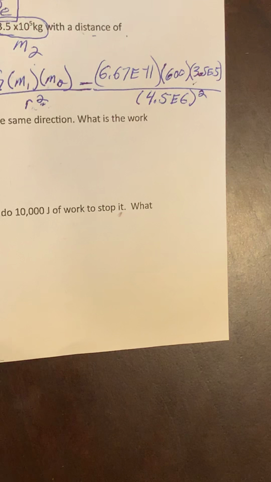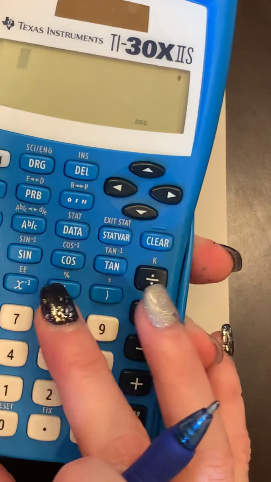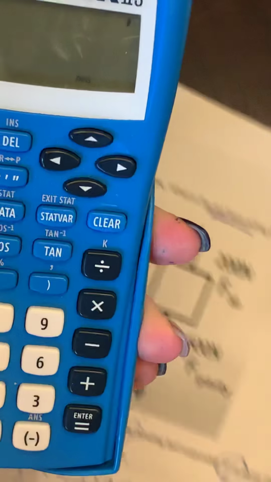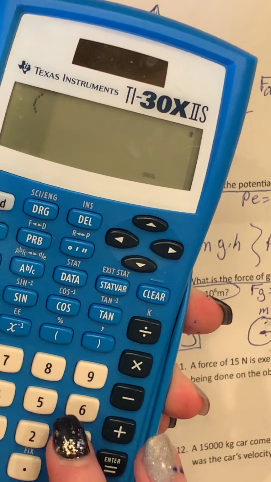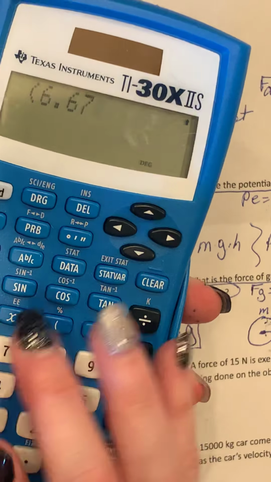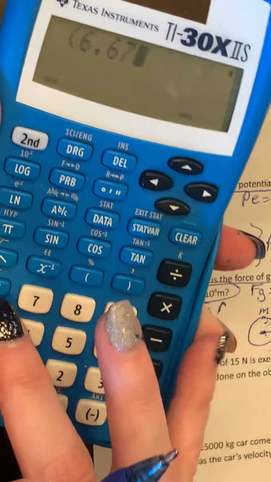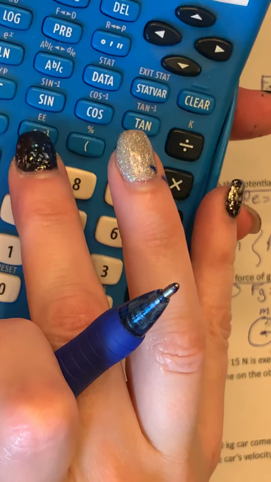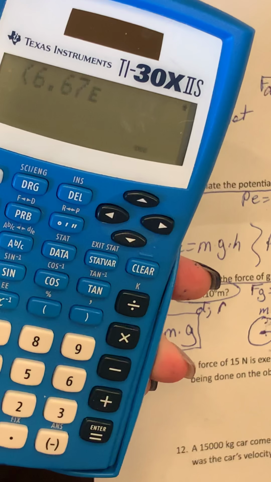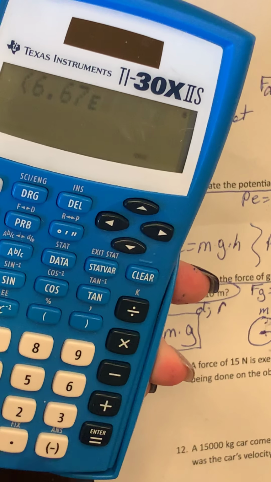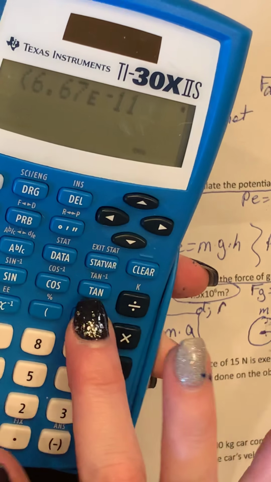Big deal, right? All right, so if you use your parentheses properly, you can put this all in at one time. So let me show you how to do that. I'm going to move my paper out of the way so I can see what I'm doing while I'm putting this in the calculator under the video. So 6.67, second button. And then here's my E. You can see the little letters there. That means times 10 to the exponent. So all you have to put in is the exponent number at this point, which is a negative 11.